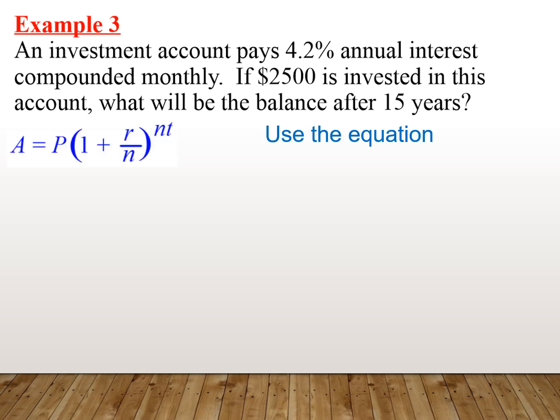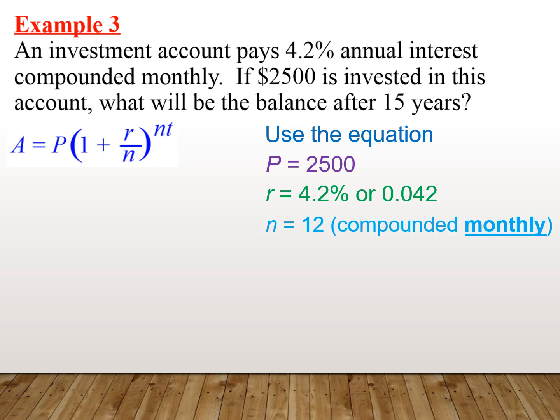So first, we write the formula, and then we write what we have. P is the amount of money invested, which is $2,500. r, the annual interest rate, is 4.2% or 0.042. And n, the number of times this is compounded per year, is 12 because this is compounded monthly. And then t, which is time in years, is 15.